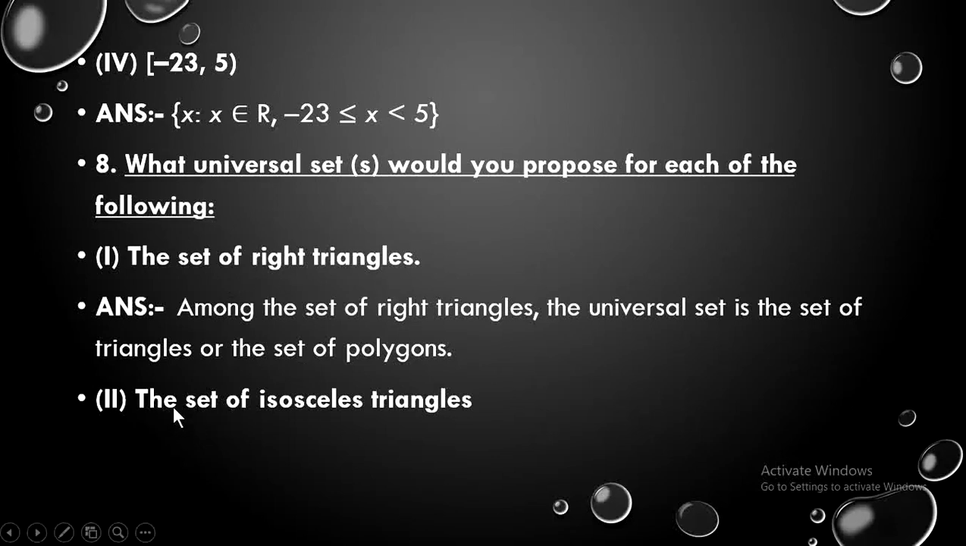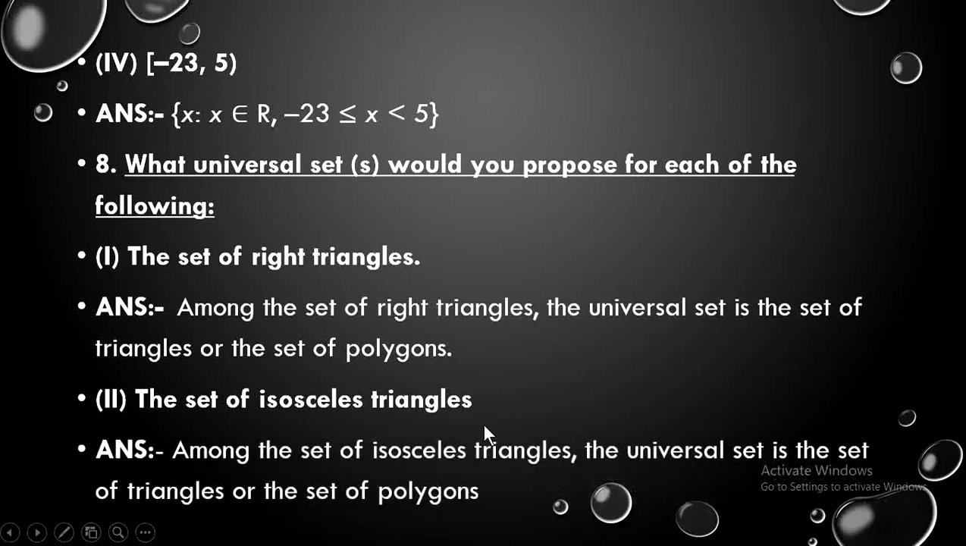Now similarly, they have given here the set of isosceles triangles. For this one also, the universal set will be the set of normal triangles, or you can say the set of polygons.